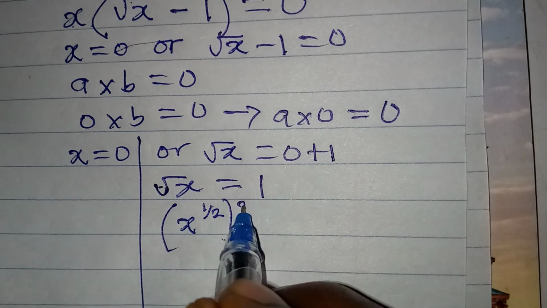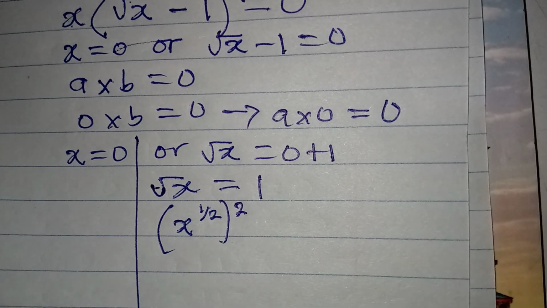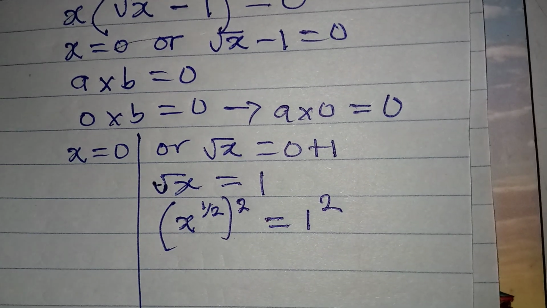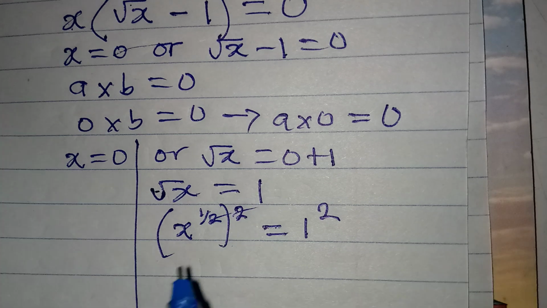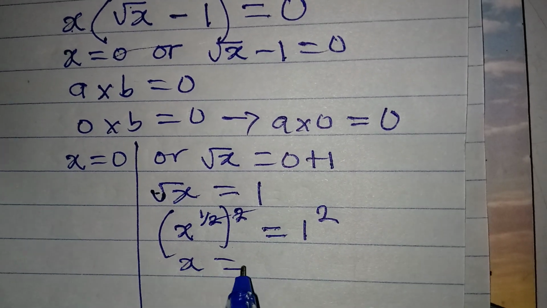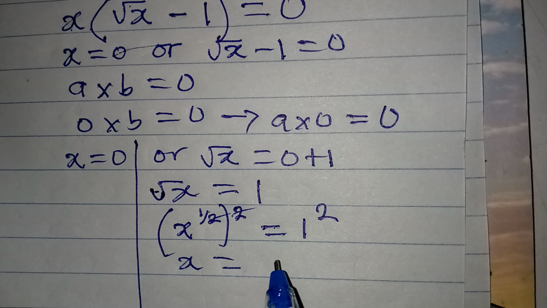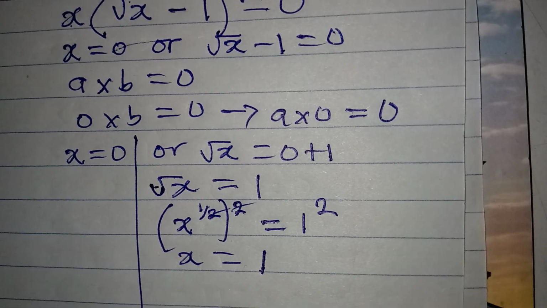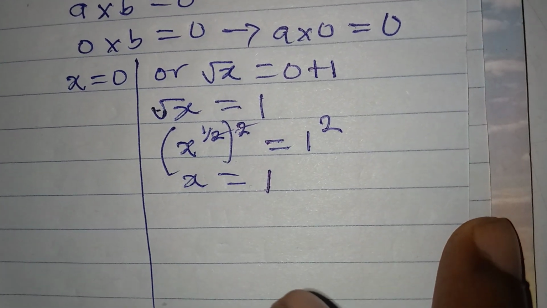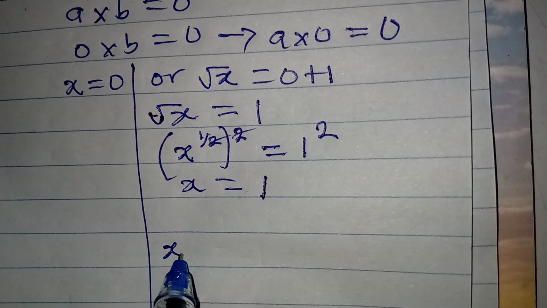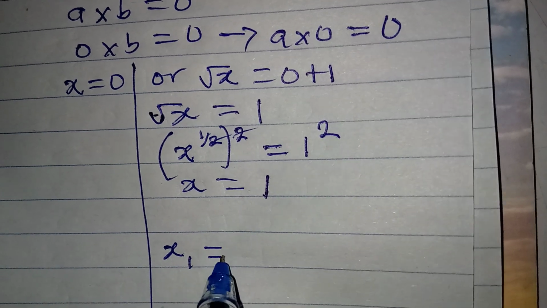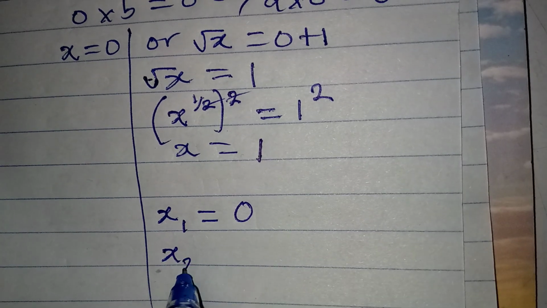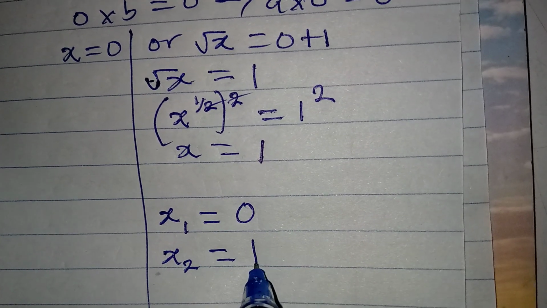So if I square this, the square root will be removed. And then what you do on one side, you do it on the other side. Now this will cancel this, so that x will be equal to 1 squared. And 1 squared is not 2, but 1, because it is 1 times 1. So let's bring the two solutions together. We have that x1 is equal to 0, and we also have that x2 is now equal to 1.